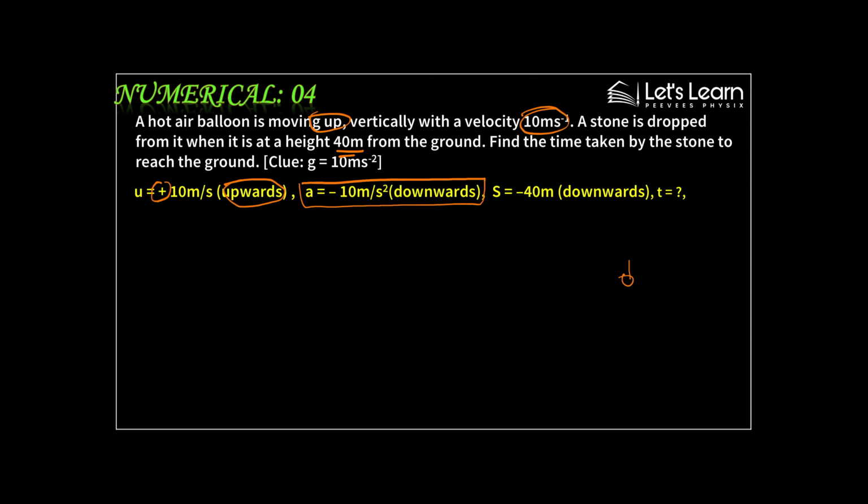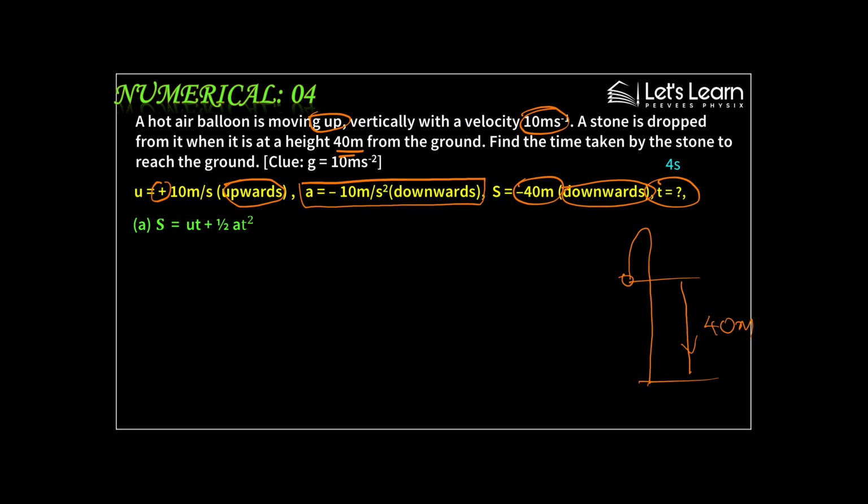The stone goes all the way up and comes back. Displacement is the straight line joining the two. How high was the balloon? 40 meter. So displacement is 40 meter, but downwards. So minus 40. And what do they want? They wanted the time taken.